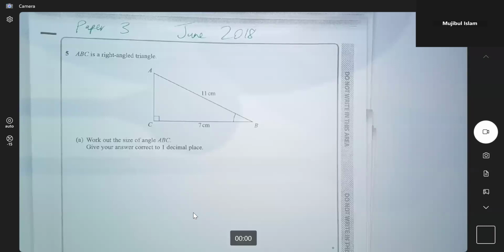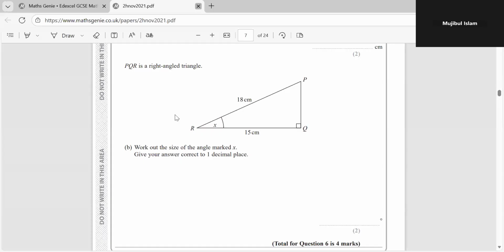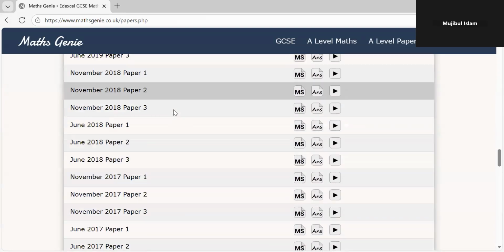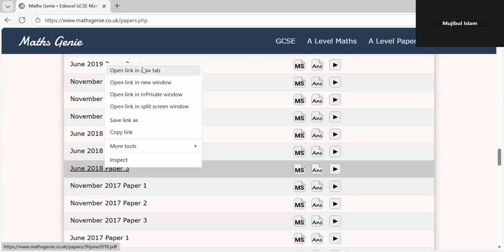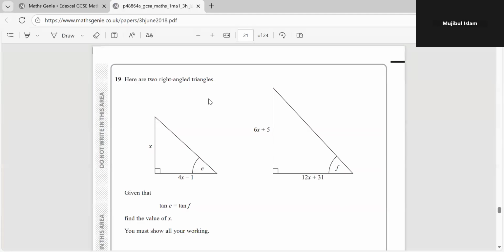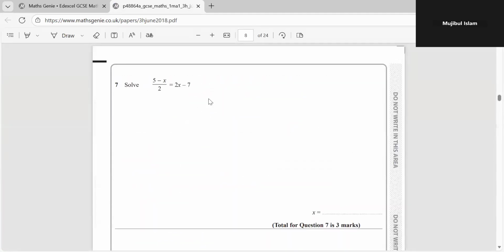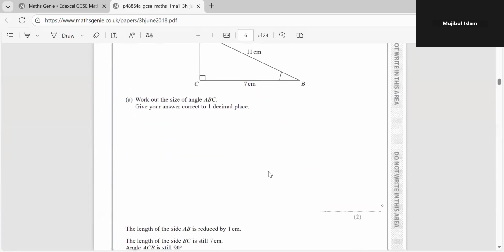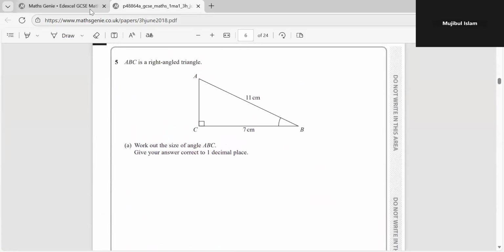Okay, so this is the next question. June 2018, paper 3, question 5. All right, so it is worth 2 marks. Off you go. I'm going to check on chat for any comments. All right, let's try and get this right. Everybody, I would like everybody to get this right.